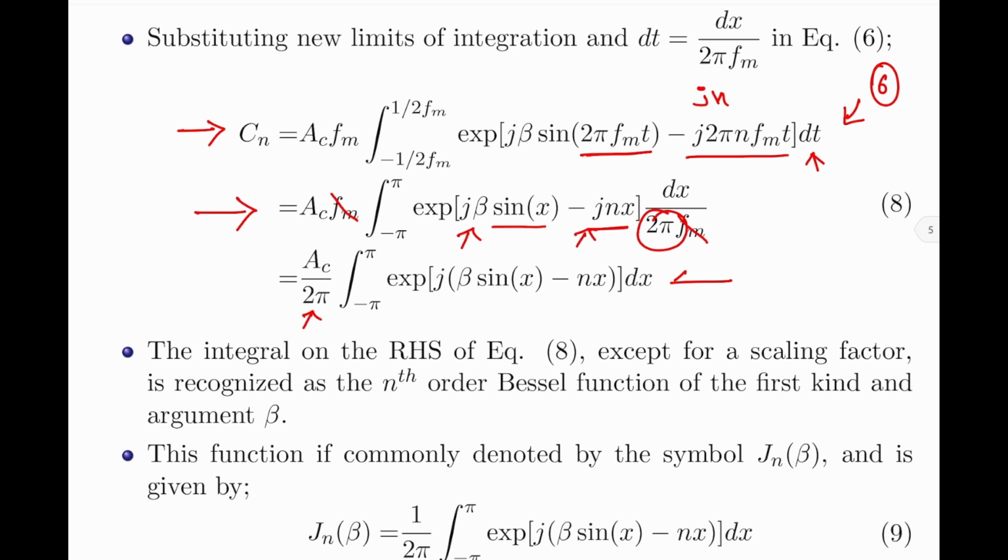This equation is very important because the RHS of this equation, except for a scaling factor which is equal to AC, is recognized as the nth order Bessel function of the first kind and argument beta. I repeat, the RHS of equation 8, except for the constant scaling term AC, is recognized as the nth order Bessel function of the first kind and argument beta.